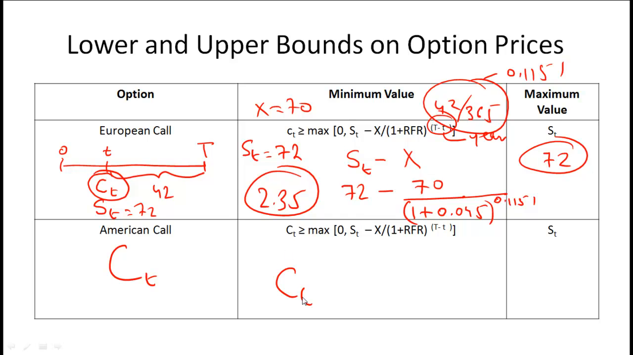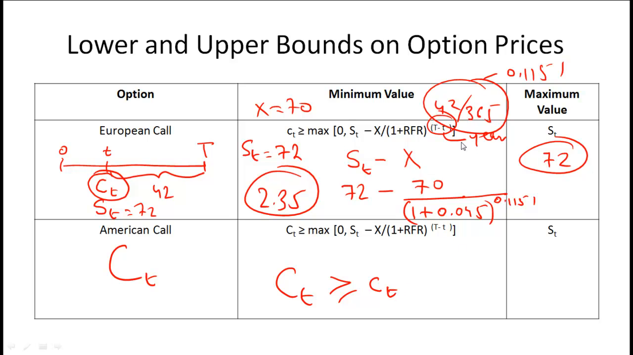Though one point should be obvious, these are just high level or simplistic ranges, but clearly the value of an American call should be greater than or equal to the value of a European call. And the reason is that with an American call you have more options. With a European call you can only exercise on the last day, whereas if you have an American call, then you can exercise at any point. So that is why American call will be at least as valuable as a European call.